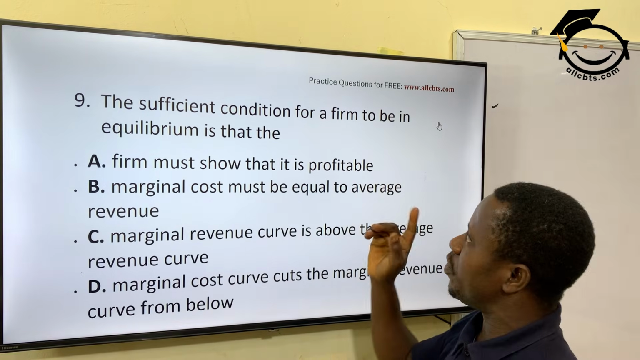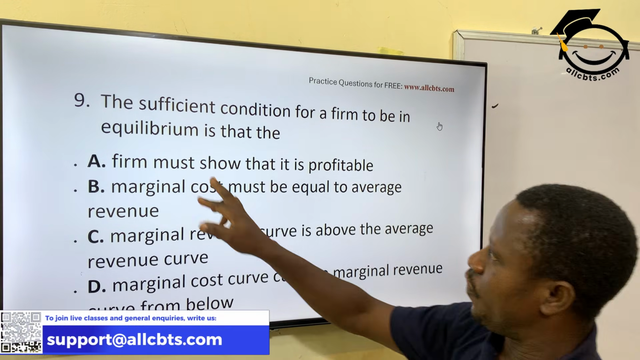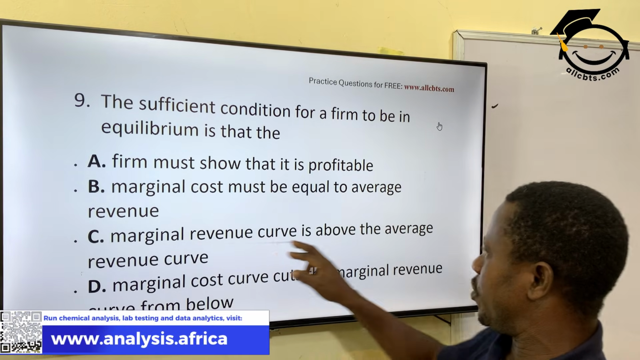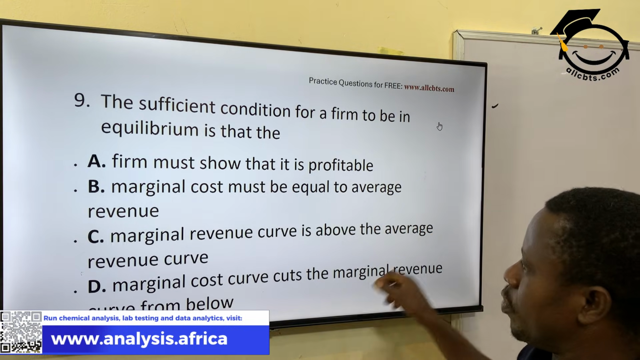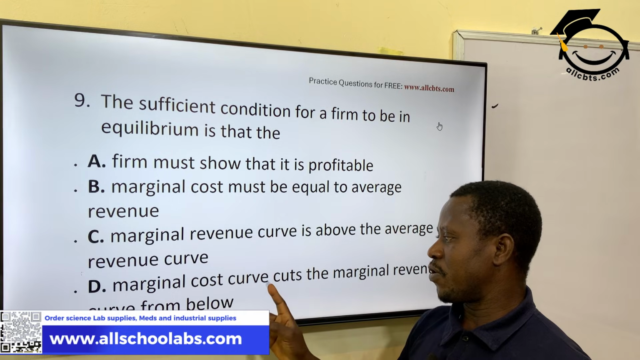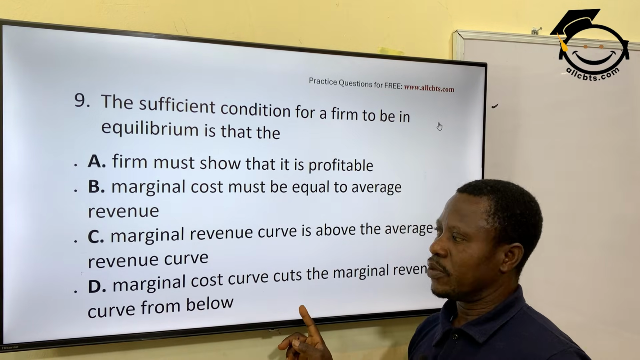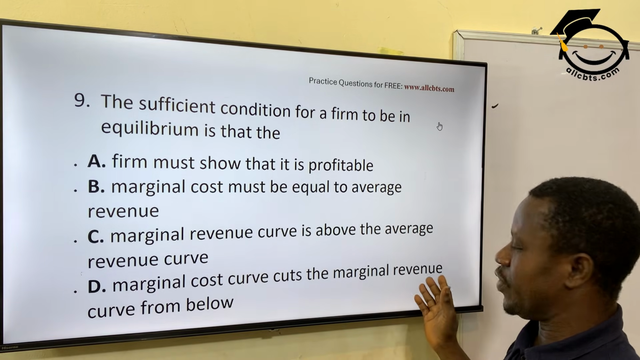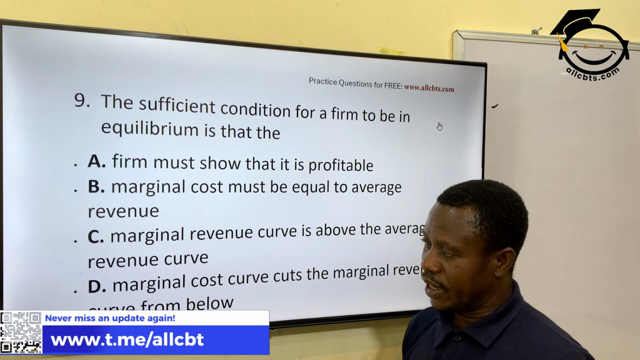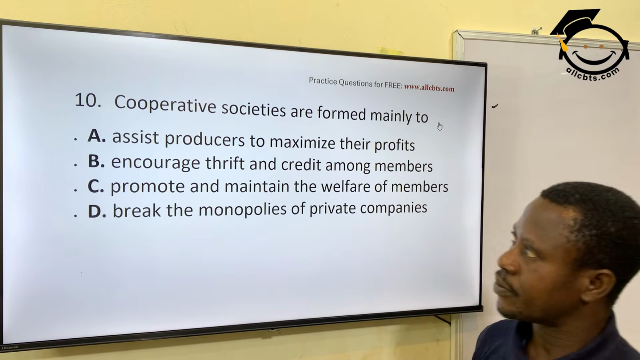The sufficient condition for a firm to be in a crude loan is that the firm must show that it's profitable, marginal cost must be equal to average revenue? No, the marginal revenue curve is above the marginal cost curve. The answer is option D. The marginal cost curve cuts the marginal revenue curve from below, to show that the revenue is higher than the cost. Cut from below. Option D is the correct answer.